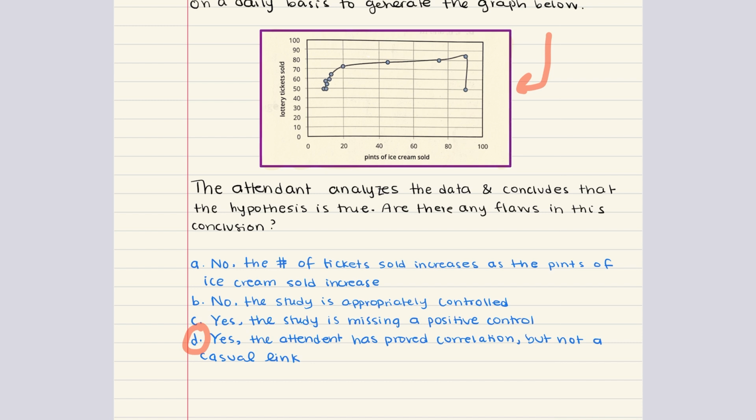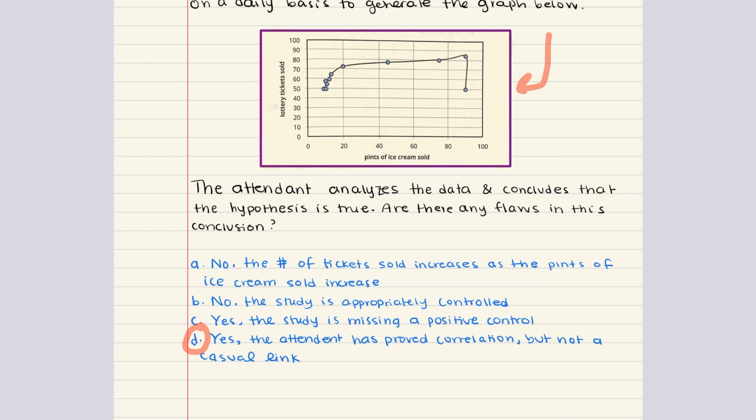The data shows that as ice cream sales increase, the lottery ticket sales also rise, which indicates a positive correlation between the two variables. However, correlation alone does not imply causation. Just because two variables change together does not mean that one causes the other. For instance, both ice cream sales and lottery ticket sales could increase due to an unrelated factor.